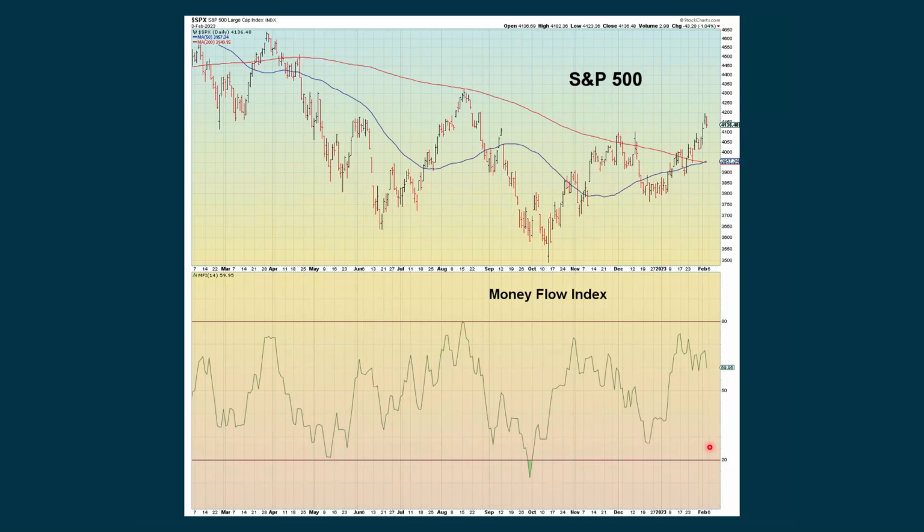The money flow index acts just like any other oscillator. We look for an extreme above 80 or below 20. If we're above 50, that's positive. We're positive right now, but we did see a decline in the money flow index.